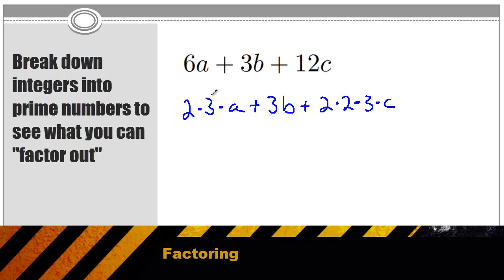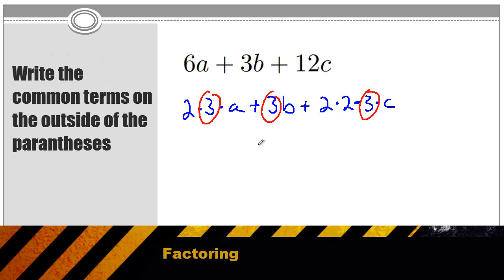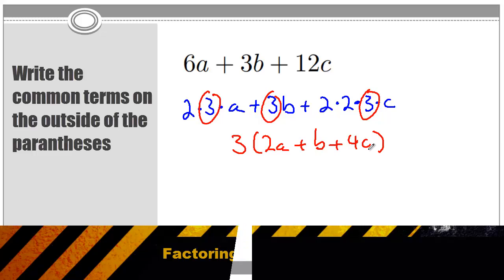Now we see that each value has a 3 in it, which means we could factor out or pull out a 3 and rewrite my equation as 3 times 2a plus b plus 4c. Again, I haven't changed the value of that statement, I've just changed the way it's written.